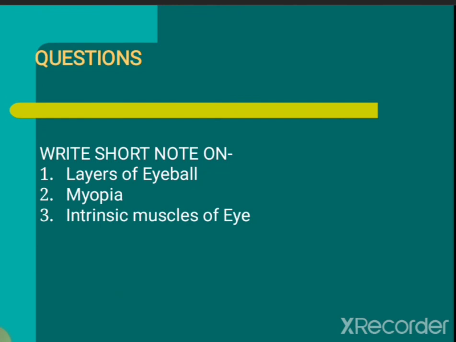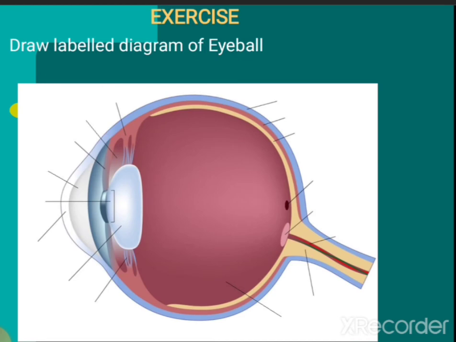Now the questions regarding this topic are: you can write a short note on layers of the eyeball. There are 3 layers. Then you can discuss about these layers. Then myopia, it is the applied. The intrinsic muscles of the eye, that is your sphincter and dilator pupillae. Now in the exercise, you draw this diagram and label all the structures which are marked in this image, and use the same colors as depicted in the diagram.